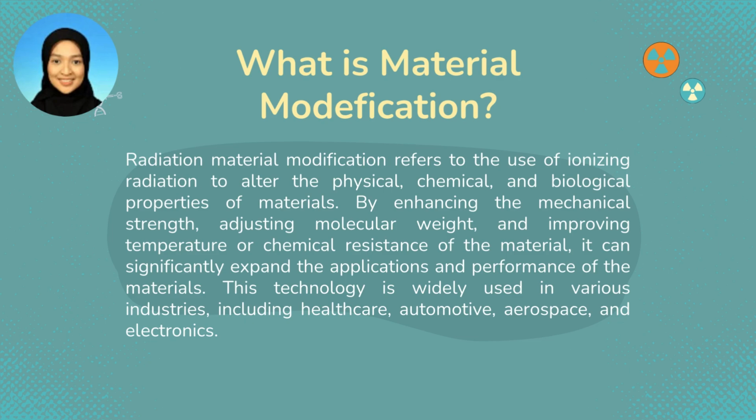Radiation material modification refers to the use of ionizing radiation to alter the physical, chemical, and biological properties of materials by enhancing the mechanical strength, adjusting molecular weight, and improving temperature or chemical resistance of the material. It can significantly expand the application and performance of the materials. This technology is widely used in various industries, including healthcare, automotive, aerospace, and electronics.